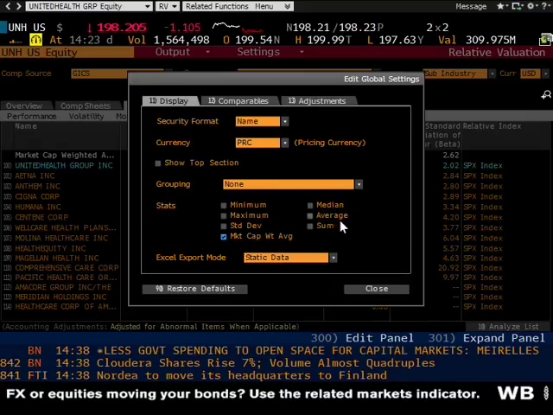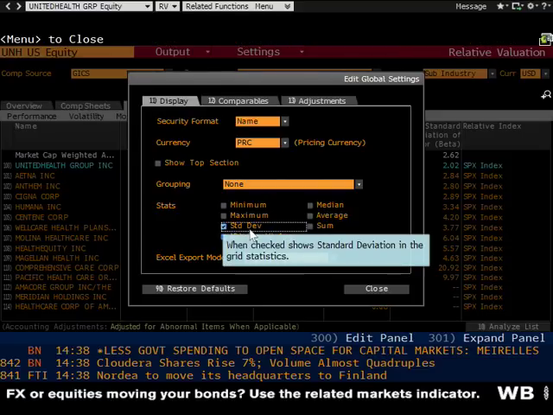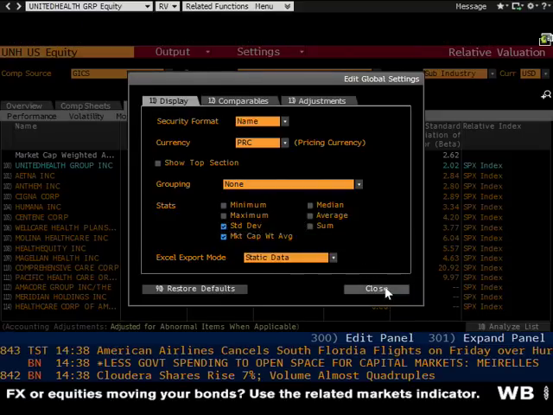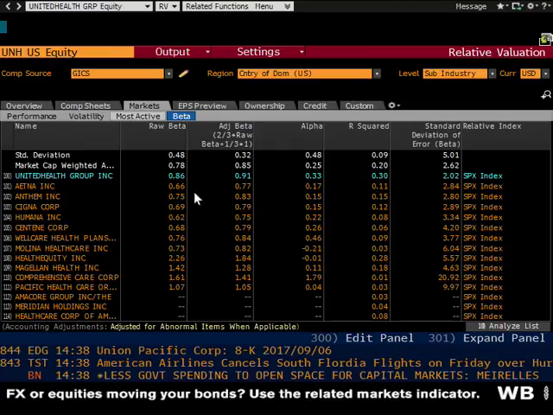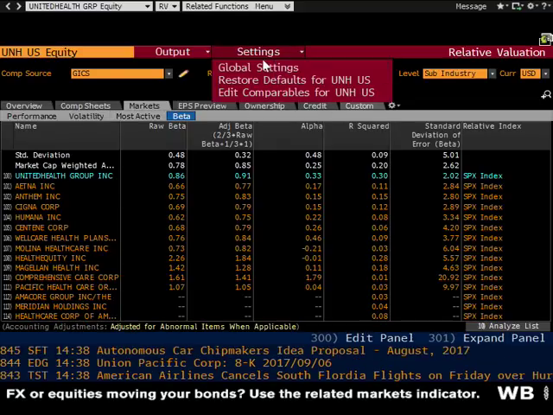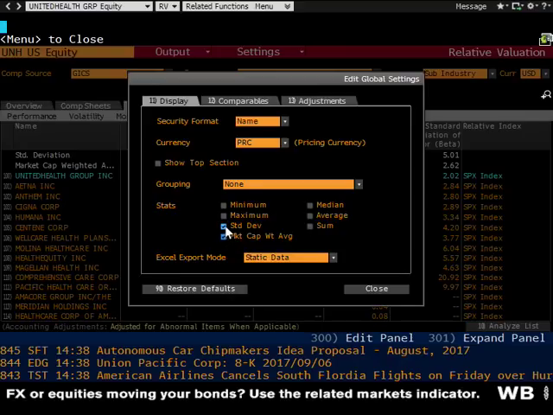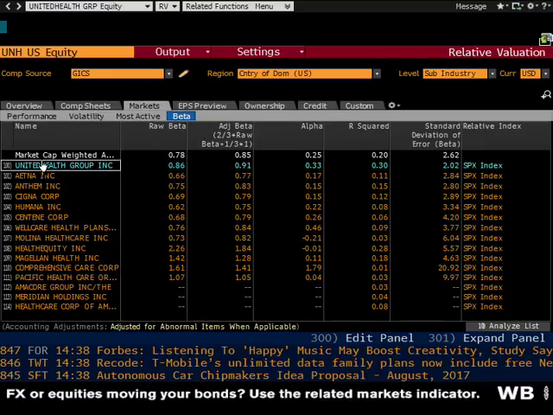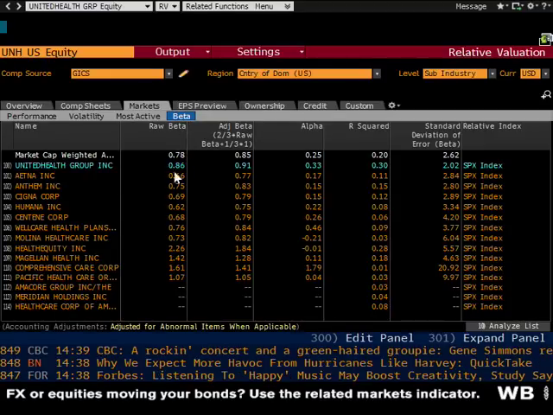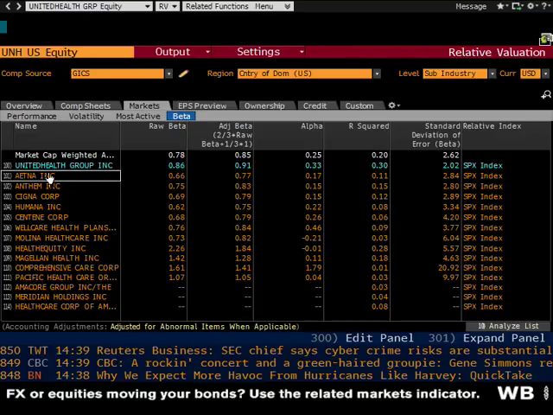For example, one of the statistics is standard deviation. If I wanted to see standard deviation, I check the box, close it, and then every time I go into the screen, it'll give me standard deviation in addition to the market cap weighted average. For our purposes, I care less about standard deviation and more about the market cap weighted average, so I'm going to take out standard deviation. But that's how you get it across the top. So this is the industry beta for these peers, the market cap weighted average, and then United Health Group's beta.